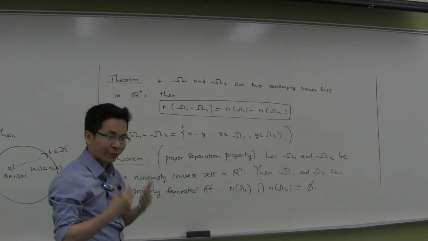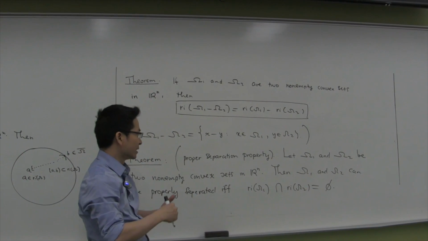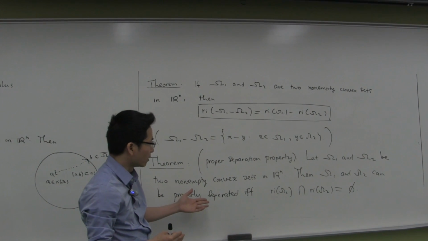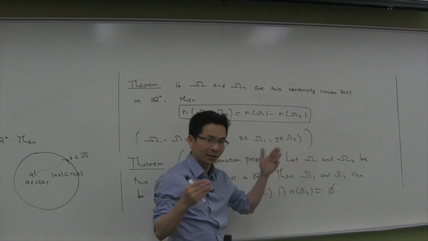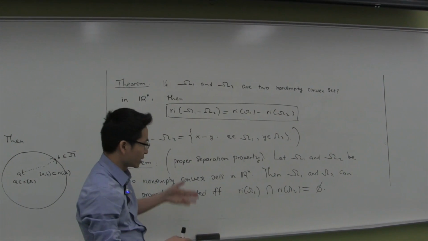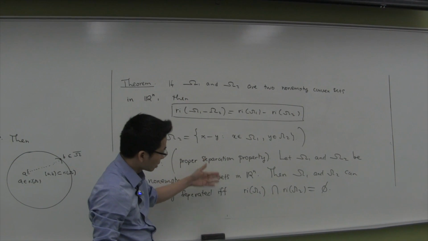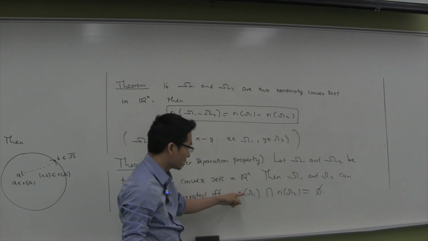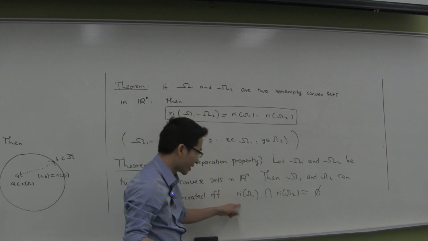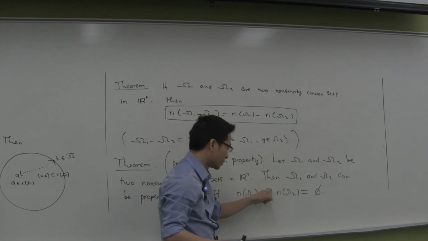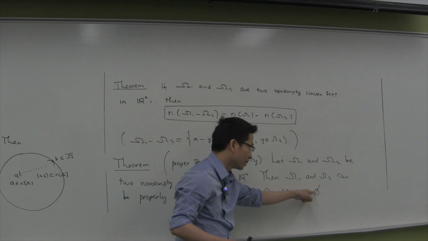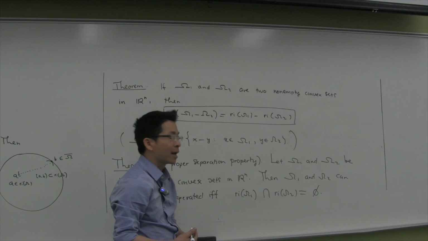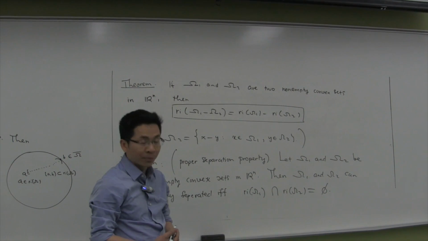So this is a very, very nice theorem in a way that it gives not only the necessary condition for omega 1 and omega 2 to be properly separated, but also the sufficient condition. So from this theorem, as long as we can verify that the intersection of the relative interior of omega 1 and the relative interior of omega 2 is the empty set, then we can say that omega 1 and omega 2 can be properly separated.